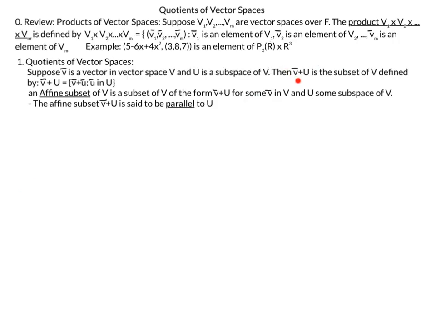Now that we have this definition of a vector plus a subspace U, we're going to use that and call it an affine subset of V. So an affine subset of V is a subset of V of the form v plus U, for some vector v in V and U some subspace of V. And then we're going to use this definition of an affine subset to define what it is to be parallel to a subspace. So it needs to be an affine subset where U is offset by a vector v.